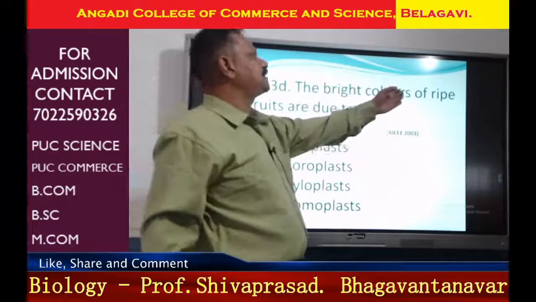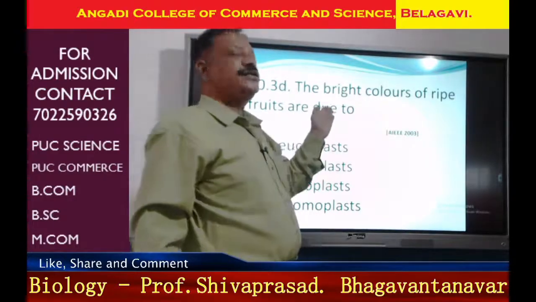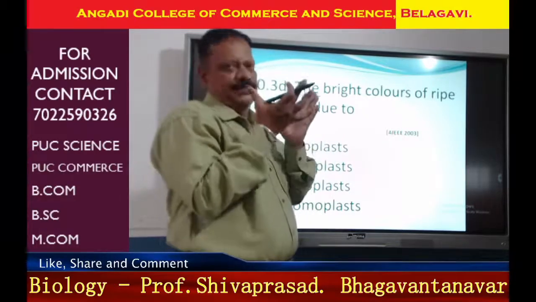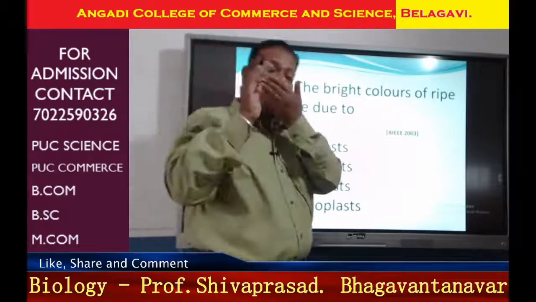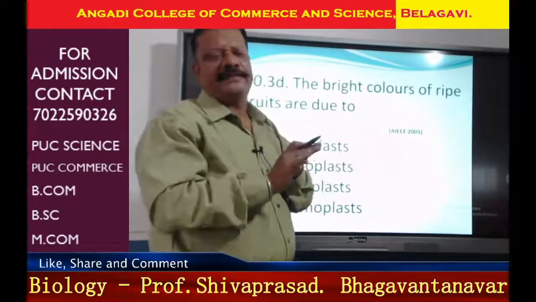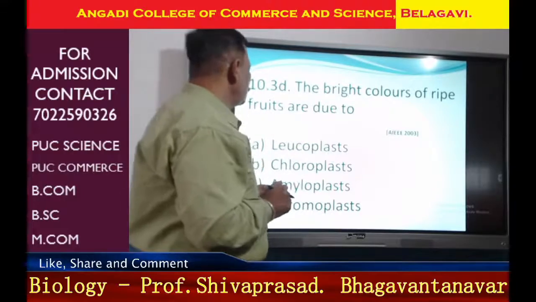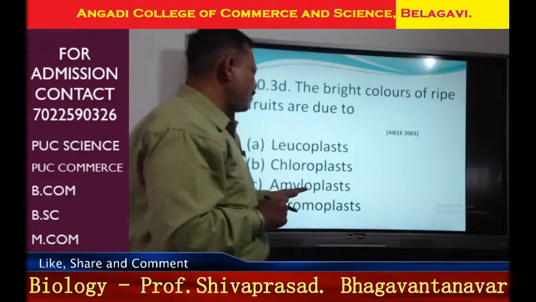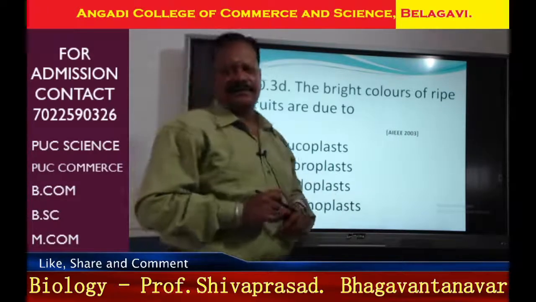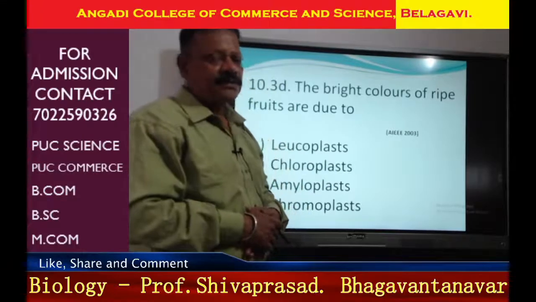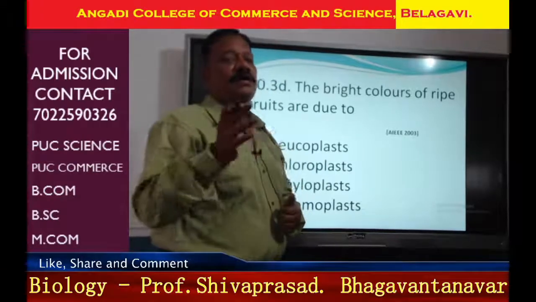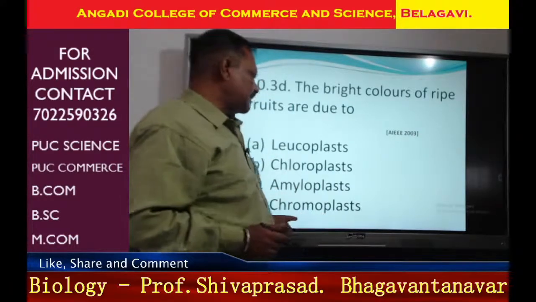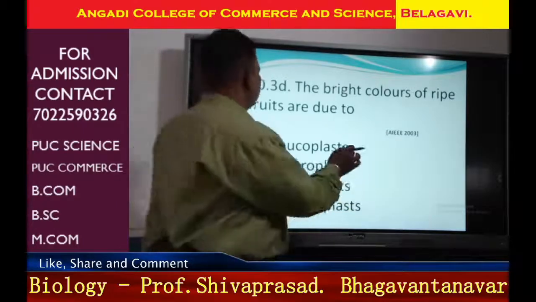The bright colors of ripe fruits are due to what? Such fruit has bright colors, so why? Just see the options: leucoplast, chloroplast, amyloplast, and chromoplast. I explained earlier that other than green, all colors are present in chromoplast. So option D is the right answer, the chromoplast. We'll move to the next.